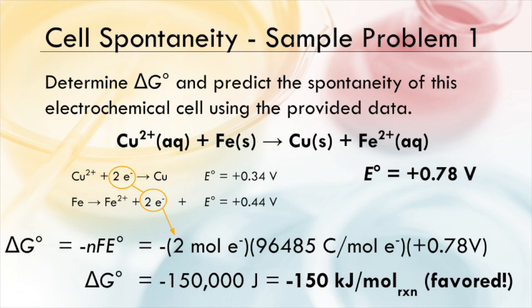That's hecka favored. Recall that a negative standard free energy change means that under standard conditions, this reaction will increase the entropy of the universe and is therefore considered thermodynamically favored in the forward direction. Of course, we already knew that because a positive cell potential told us that it was a galvanic cell. Galvanic cells, by definition, are thermodynamically favored in the forward direction.